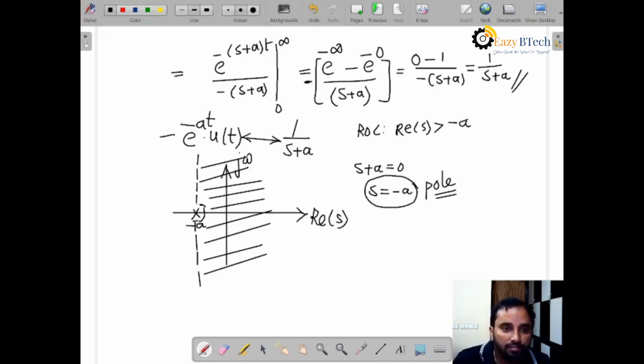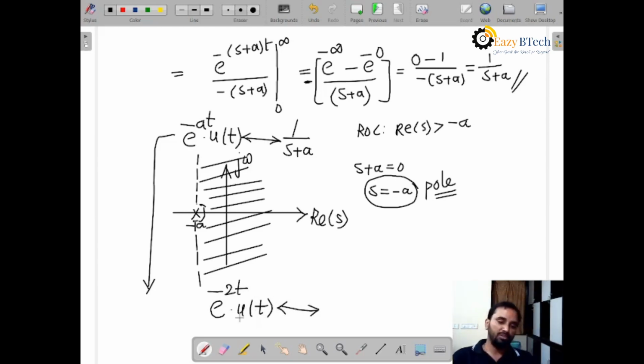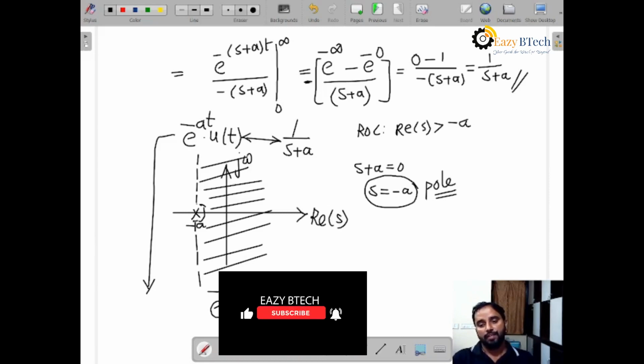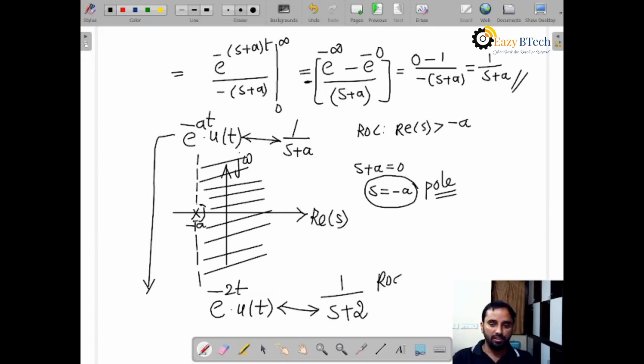Similarly, from this we can tell, suppose the Laplace transform of e power minus 2t u of t. What is the Laplace transform of e power minus 2t u of t? In the place of a we have 2. So 1 by s plus 2. And what about the ROC? ROC is real part of s is greater than minus 2. This is the ROC. Right? Done. Next, another problem.